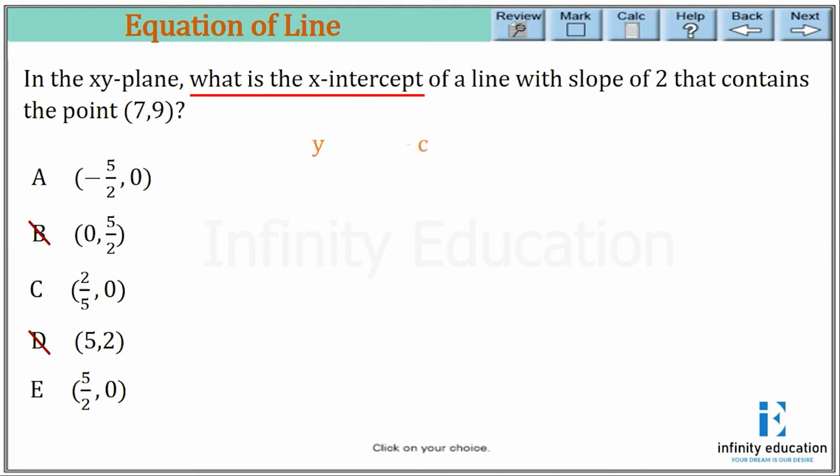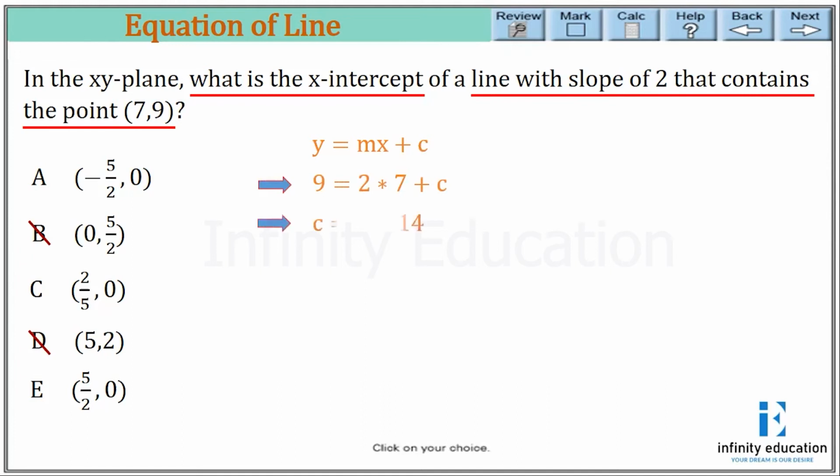Now the next set of information. We know the general equation is y equals mx plus c. The line has a slope of 2 and contains the point (7, 9). In this equation m is the slope, and since it contains the point (7, 9), when x equals 7, y should be 9. So we can rewrite the equation as 9 equals 2 times 7 plus c, because when x equals 7, y is 9 and the slope is 2.